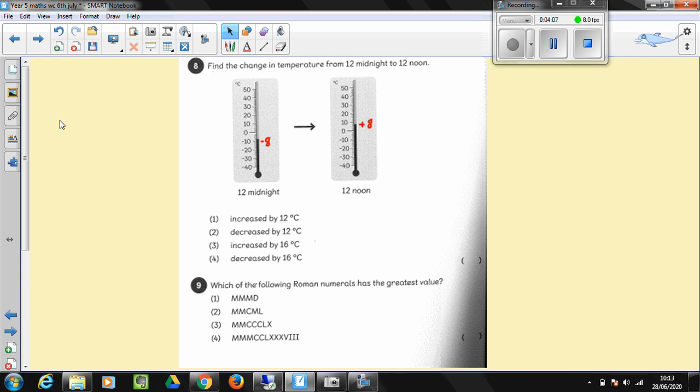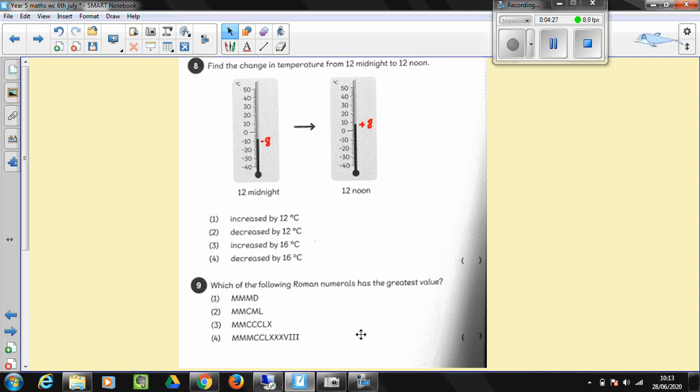This question asks you to find the change in temperature from 12 midnight to 12 noon. The scales are a bit small, so I've written it out for you. The thermometer is currently at -8, and the thermometer here currently is at +8. Can you work out the temperature change?